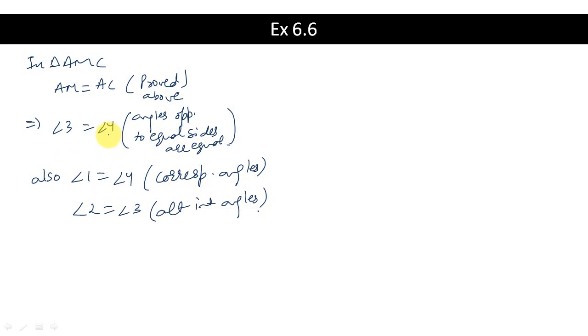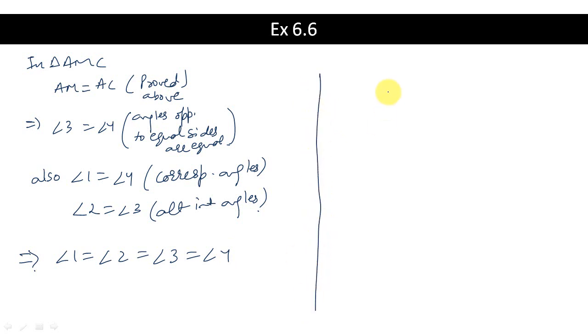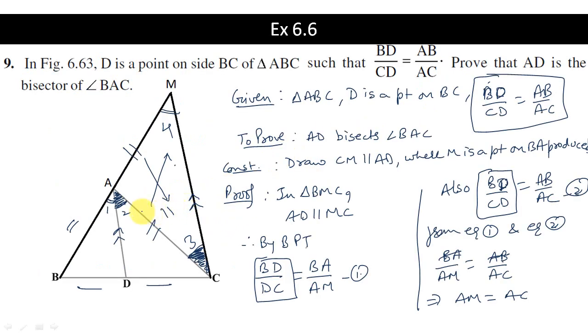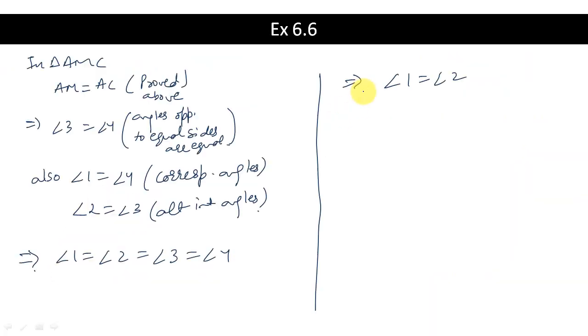So angle 3 is equal to angle 4, angle 1 is equal to angle 4, and also angle 2 is equal to angle 3. So 1 equal to 4, 4 equal to 3, and 3 equal to 2. We can conclude that angle 1 is equal to angle 2 is equal to angle 3 is equal to angle 4, but we need only angle 1 and angle 2. So angle 1 is equal to angle 2, which means AD is the bisector of angle BAC. This implies AD bisects angle BAC. Hence proved.